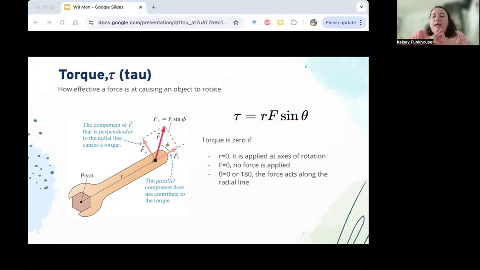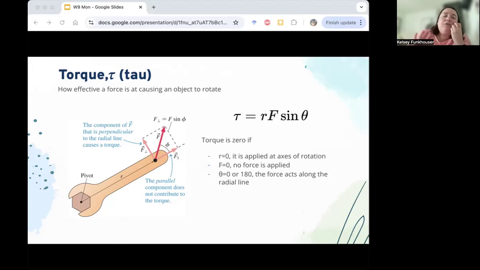So the torque is 0 if the applied force is 0. If it is applied at the pivot point, that one's a little harder to see, but if I try to recreate it with my pencil, I'm tugging on that, and that's not doing anything. And that's not even quite at the pivot point. But yeah, no rotation can happen if the force is applied at the pivot point, if the force itself is 0, or if the force is only along the radial line, only parallel or anti-parallel to the radial line.